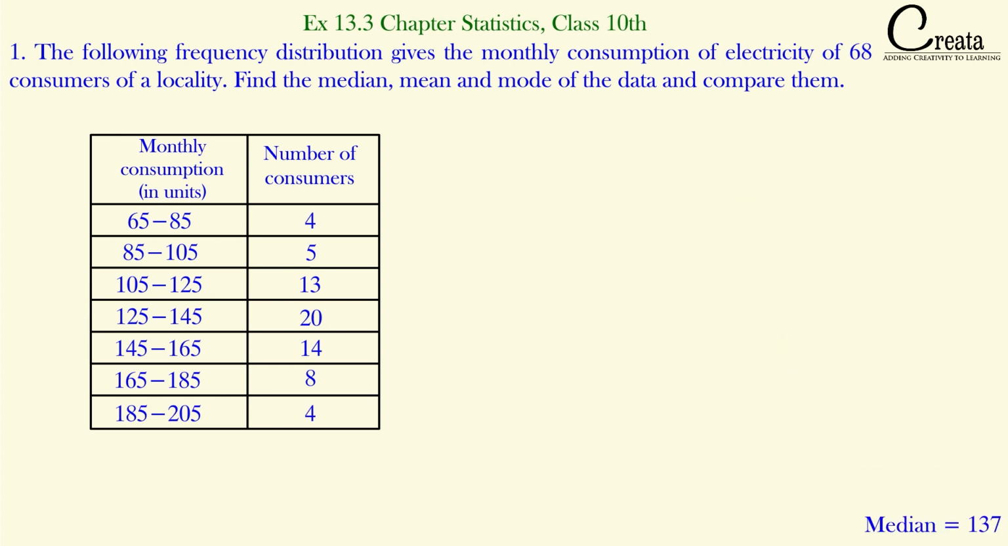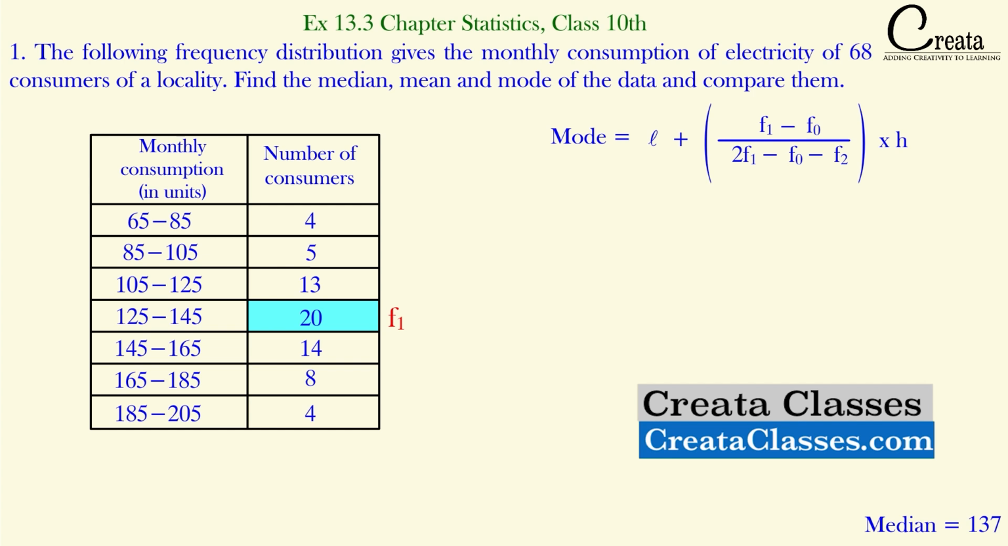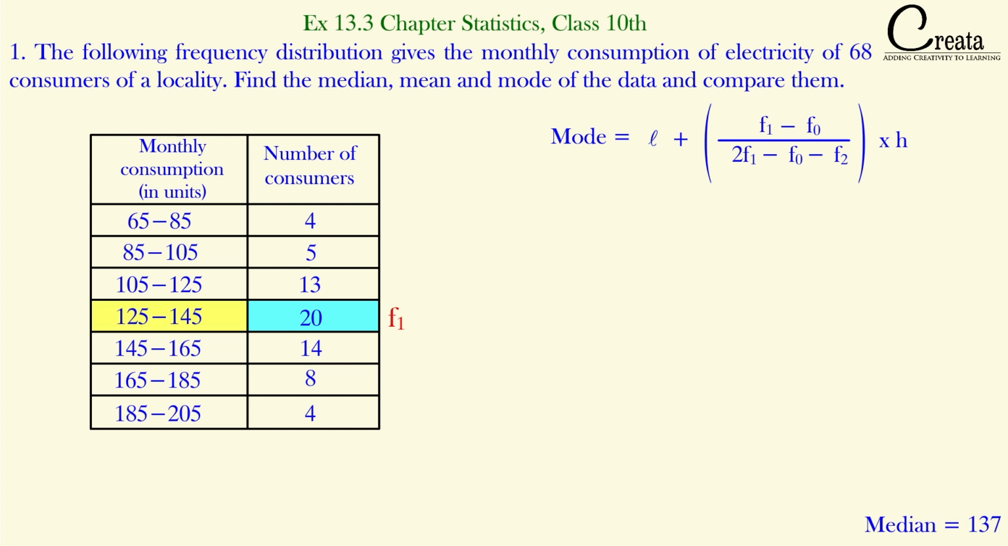Next, we will find the mode. Mode and median are somewhat similar. So let's calculate the mode. This is the formula of the mode. Let's find the various components of this formula. Our first step in calculating the mode is locating the maximum frequency. Out of all these frequencies, 20 is the maximum frequency, which will be called F1, the maximum frequency. And the range corresponding to the maximum frequency will be the modal class. So the range 125 to 145 will be the modal class.